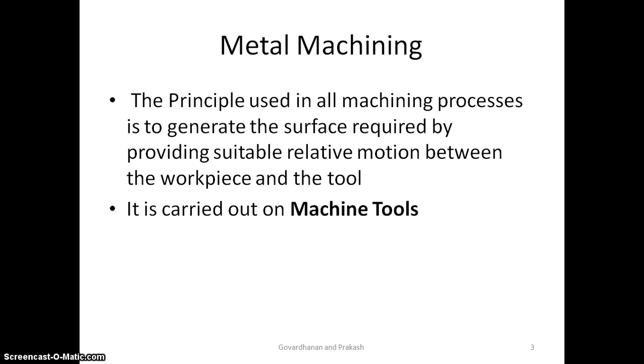Now let us see first the metal machining. The principle used in all machining processes is to generate the surface required by providing suitable relative motion between the workpiece and tool. It is carried out on machine tools. That's why we call it metal machining.